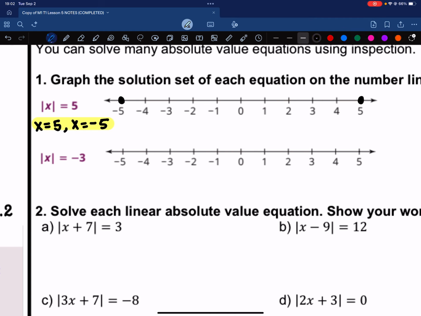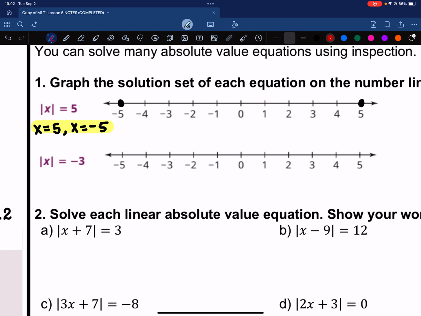Looking at the second one, the absolute value of x is equal to a negative 3. So hopefully we recall that this is not possible because the absolute value always gives us an output of a positive number. So this would be no solution, which means we would not need to graph anything on the number line.